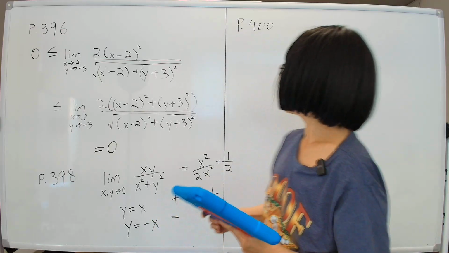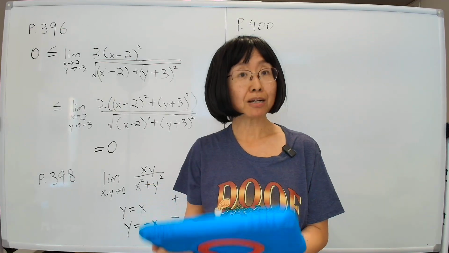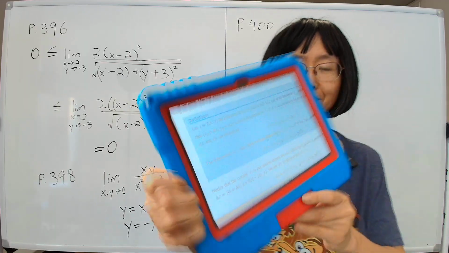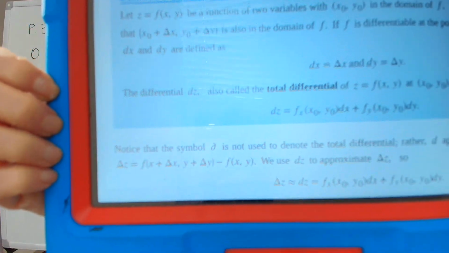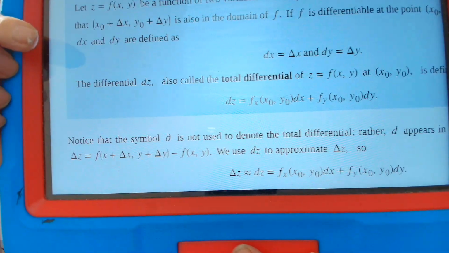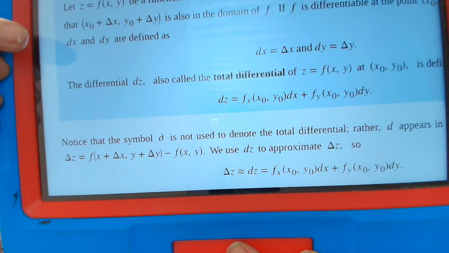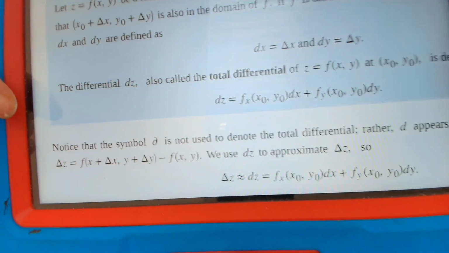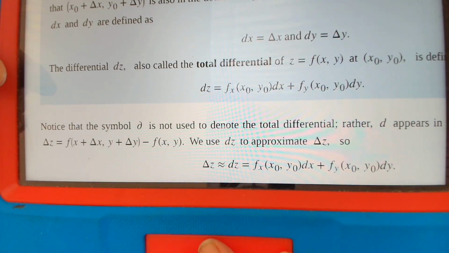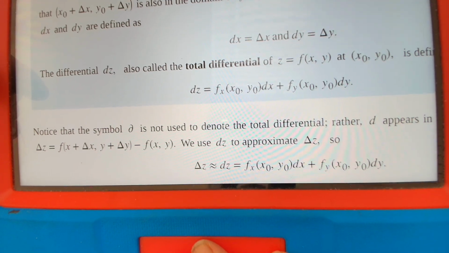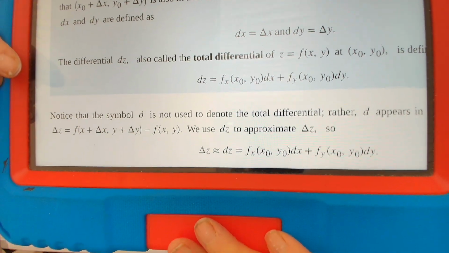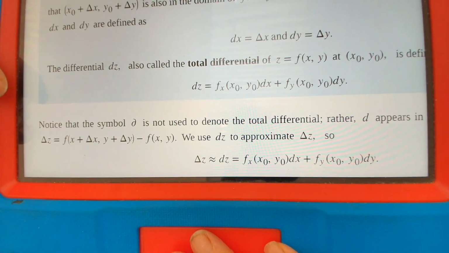Next, let's look at page 400, where we're going to talk about differentials. Now, what is a differential? The differential is similar to the differential in Calculus 1, except that this time we're going to call dx delta x and dy delta y, and define dz using the partial derivatives of the function at the point that we're considering, okay? And dz will be fx dx plus fy dy, evaluated at our specific point.